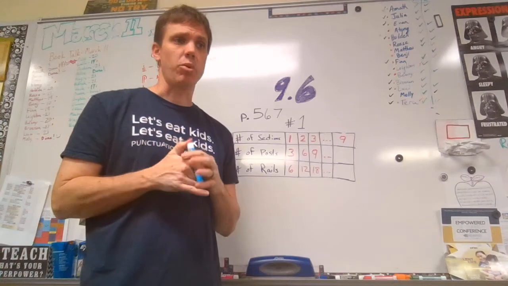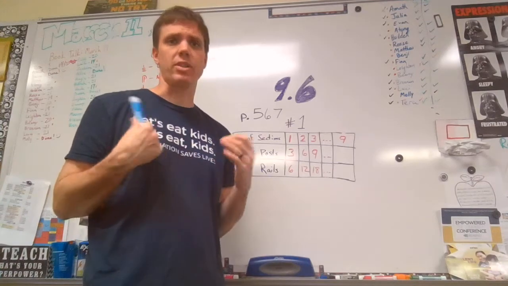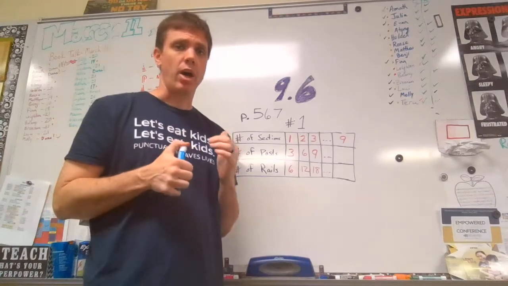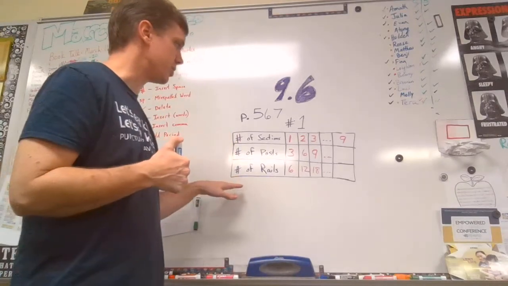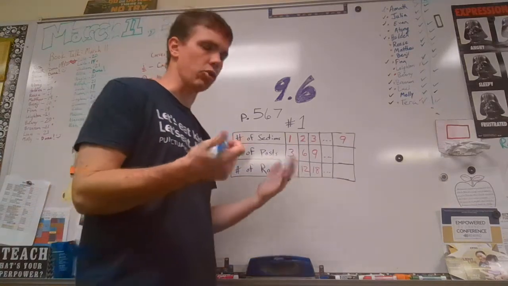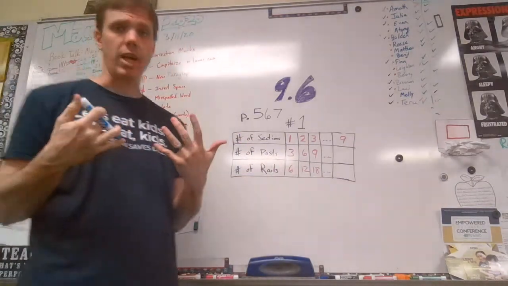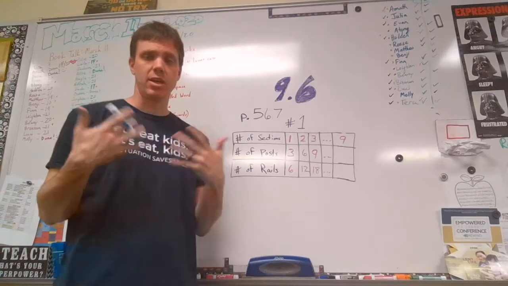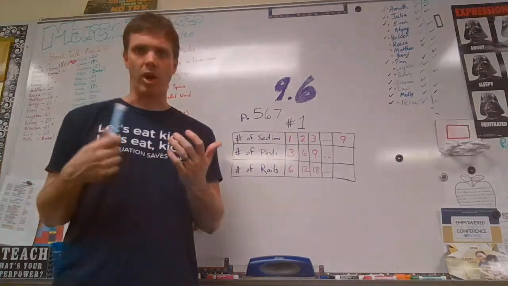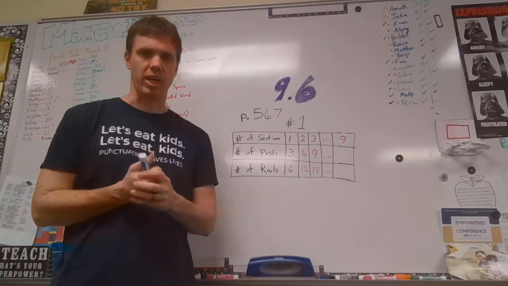This is lesson 9.6, and this is very similar to lesson 9.5, so if you watched the video for that one, you should pretty much already know what you're doing. Basically, all we're doing is, again, we've got our charts, and you're just figuring out what the next number, or numbers in this case, is on these charts, and what sort of rules we are looking at here.